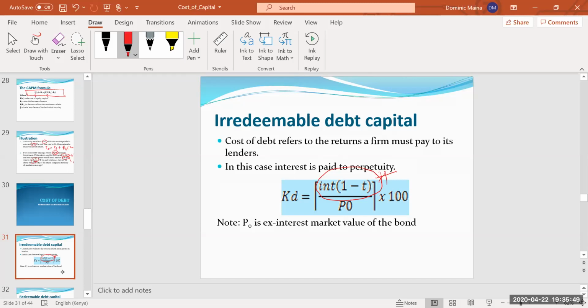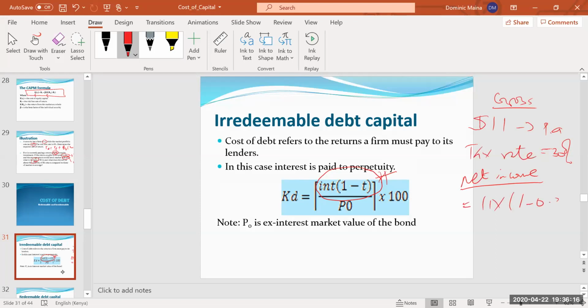Just an example: if the bond pays, let's say, $11 per year, assume this is the gross income, and the tax rate is, for example, 30%. It implies the net interest income will be 30% less. Therefore, the net interest income will be 11 times 1 minus the tax 0.3, to give us a net interest income of 7.7. So in the numerator, we shall be using 7.7.